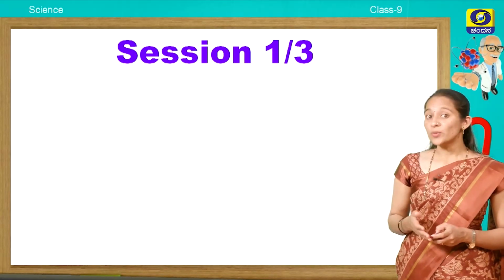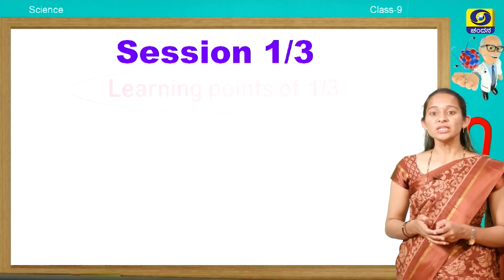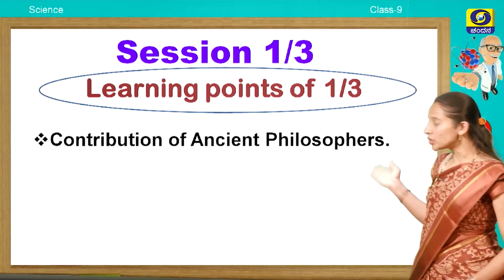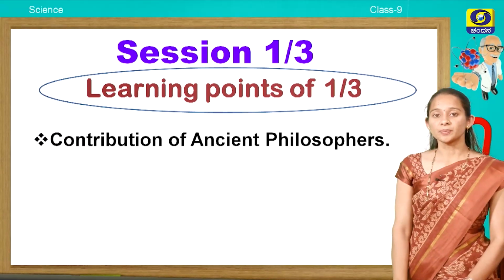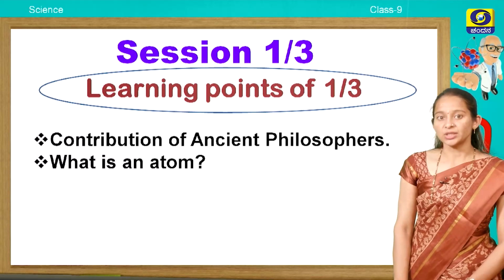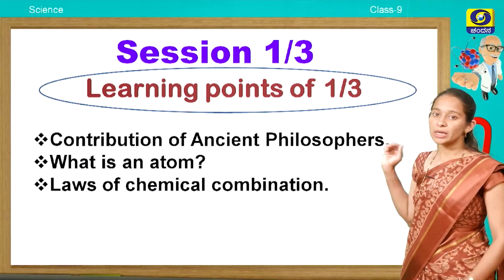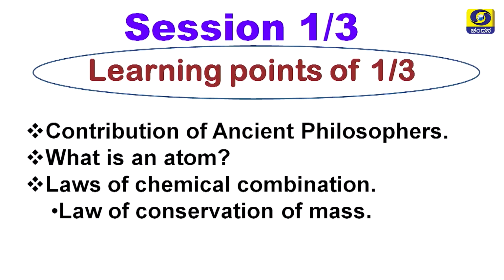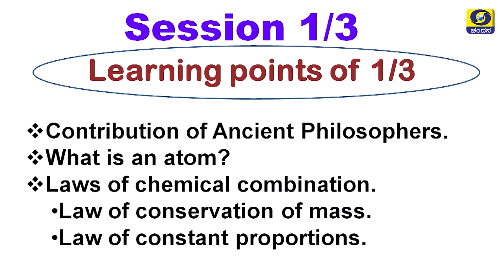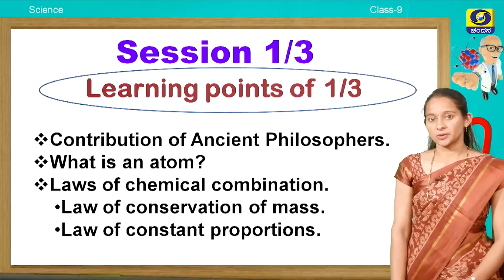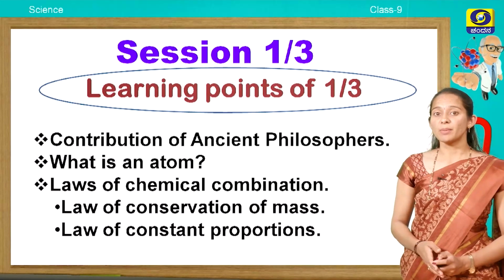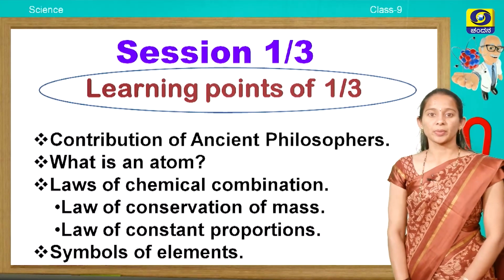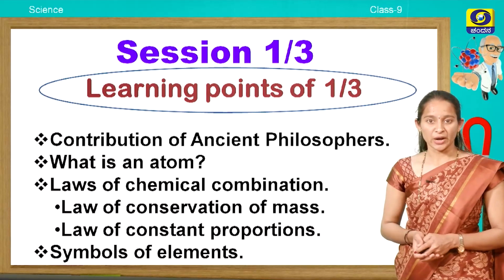Children, let us know what are the learning points of this first session. In this session, we will learn about contribution of ancient philosophers, what is an atom, laws of chemical combination which include 2 laws. One is law of conservation of mass, law of constant proportions, and we will also learn about a small introduction to symbols of elements. Let us move for our discussion now.